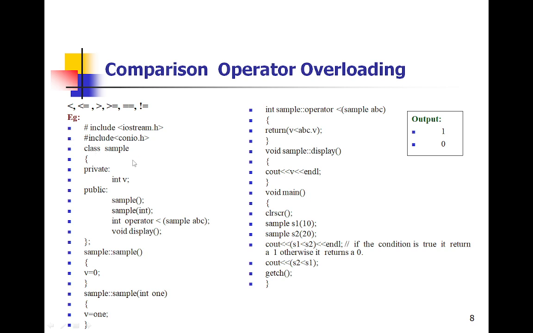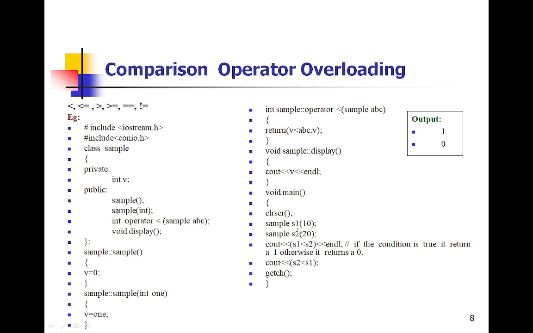The name of the class is sample, and we have private members as well as a constructor without any arguments and with one argument. Then we are using the comparator operator, that is the less than symbol, as one of the operator functions. From the main function, we are going to perform the same kind of thing as in the previous program.